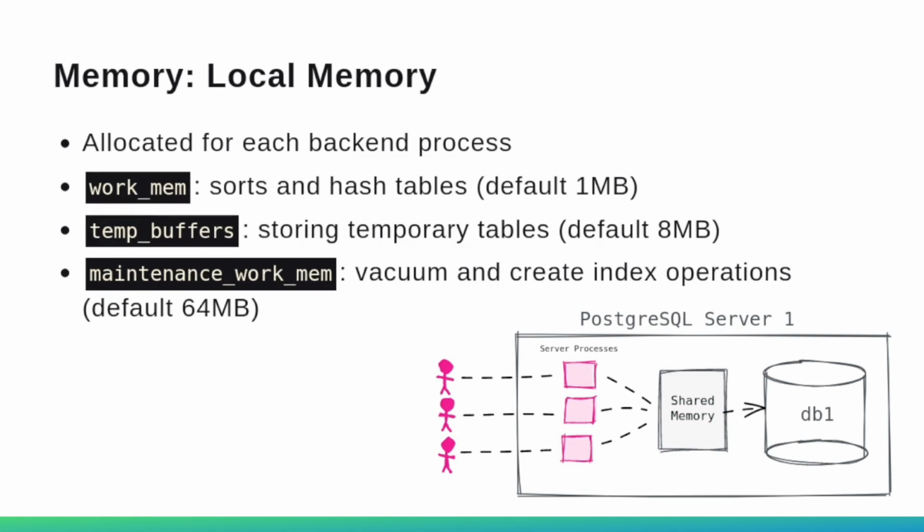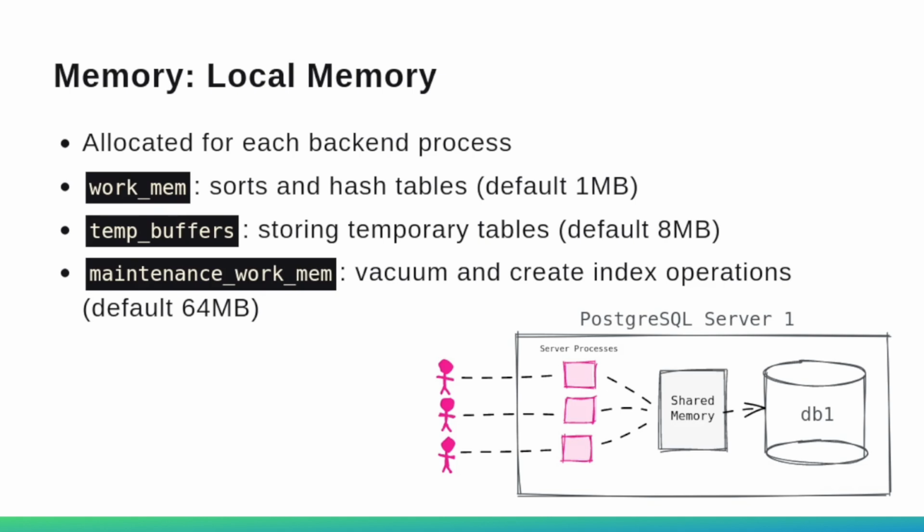Let's talk about the local memory area, which is allocated for each individual server process. Whenever we establish a connection to the database, Postgres will allocate a local memory area, which is just for us. You can imagine, obviously, that when we have a lot of concurrent connections, it requires a lot more memory. Okay, so the first local memory area, which is most important, is called work_mem.